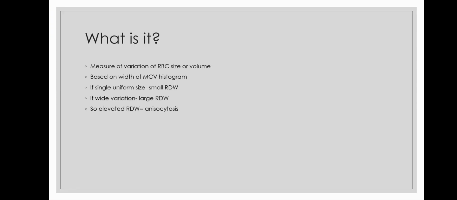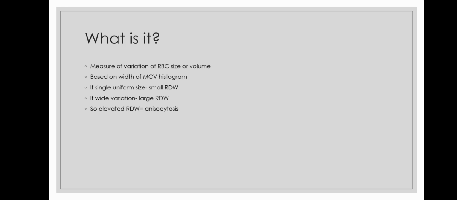So red blood cell distribution width, or RDW, is a measure of the degree of variation of the red blood cell size or volume. It is based on the width of the MCV histogram, where MCV stands for mean corpuscular volume. If the cells in a given blood sample have a single uniform size, then that sample will be found to have a small RDW.